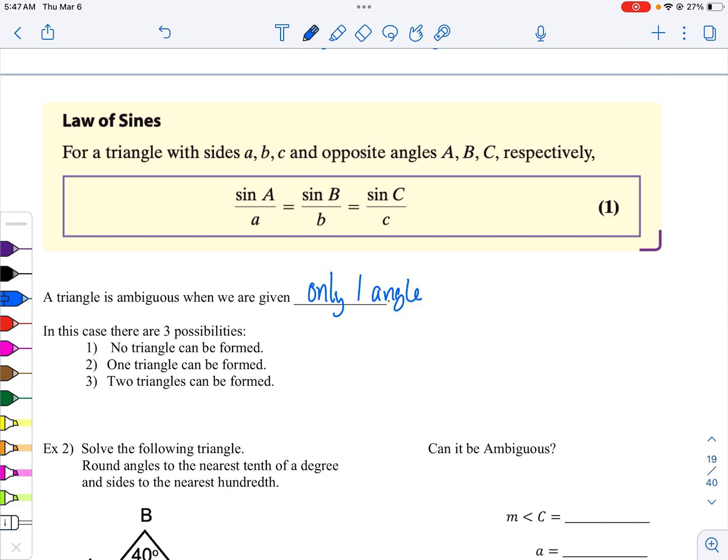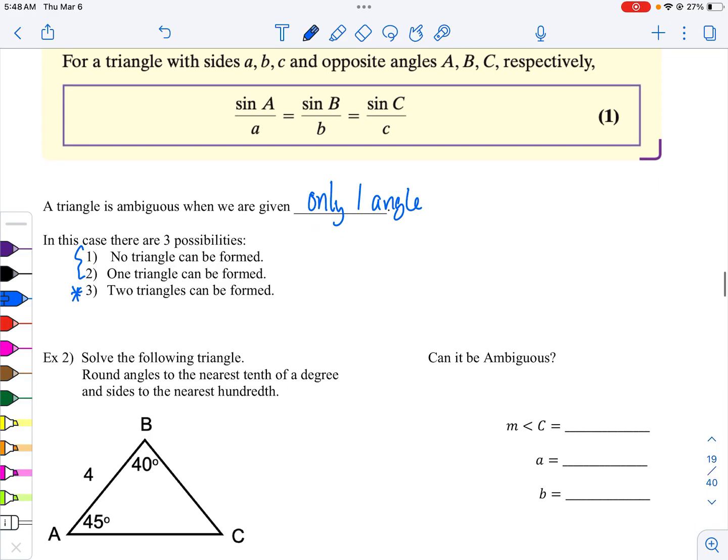In this case, though, we're going to have three possibilities. You might not be able to find a triangle that works with the information given, and I'll show you how that happens. We can form one triangle, which is what we're going to look at today. And then tomorrow we're going to talk about what happens when two triangles are formed. So today we're just going to focus on parts 1 and 2.